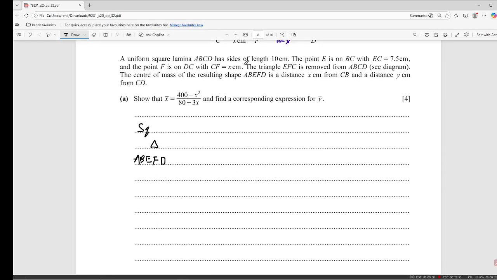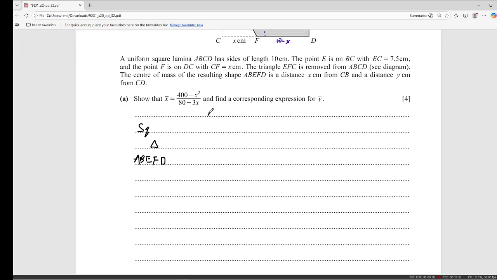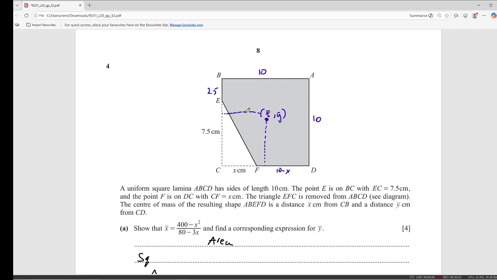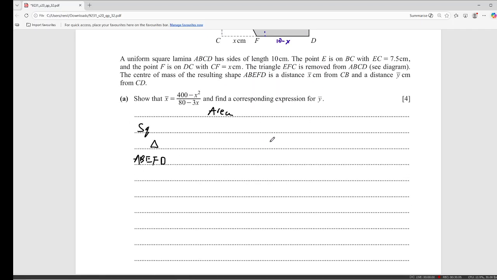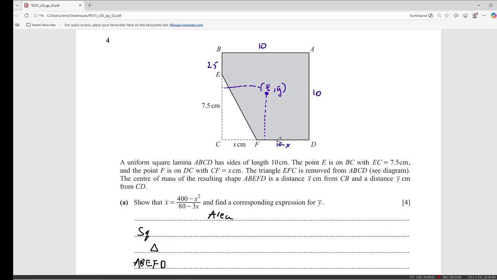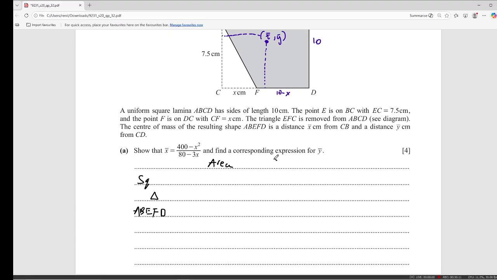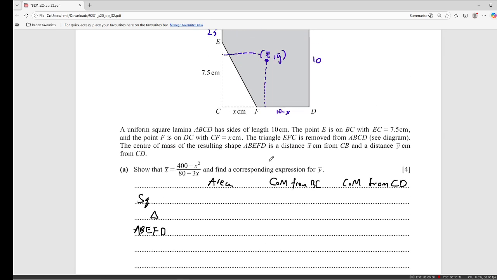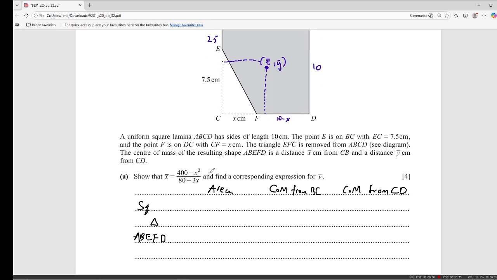Now there are three things that you need to consider when you're doing area based calculations. Firstly, it's area whenever it's 2D laminas and you're not dealing with volumes. Secondly, we find the center of mass from the vertical axis. So I would write this as COM from BC. And then the third thing would be the center of mass from CD, the horizontal axis. You can flip-flop this around, it really doesn't matter. But first let's find the area of the square. It is 10 times 10, which is 100 centimeters square.